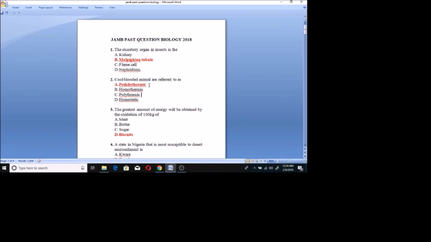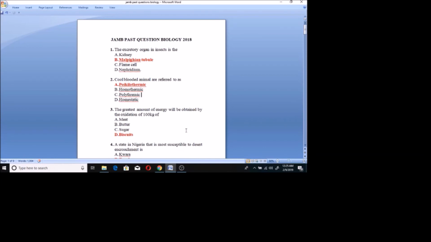Number 3, the greatest amount of energy will be obtained by the oxidation of 100 kg of A. meat, B. butter, C. sugar, D. biscuit. So the answer is D. Biscuits. Why? Because carbohydrates have a large amount of energy, and that is the reason for that.